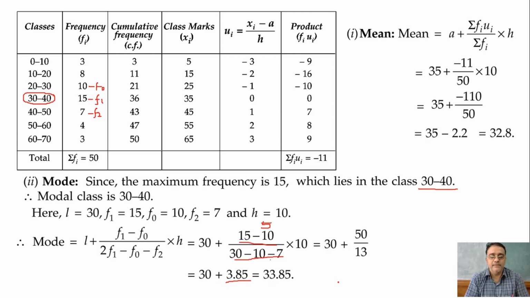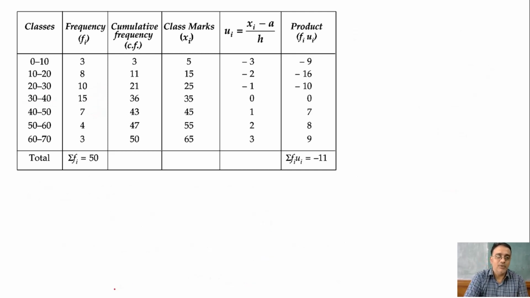Any doubt in mode? No, sir. Okay. So now we'll move towards the next part, that is median. For the median, what is the value of n? 50. n is 50, n by 2 is 25. So the smallest CF nearest to 25 is 21. The class after 21 will be the median class.